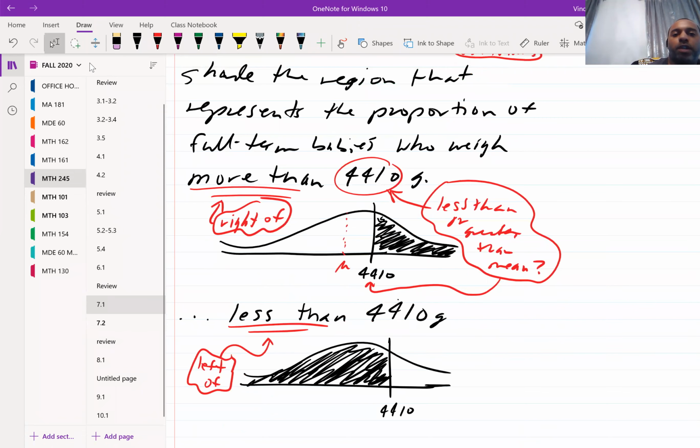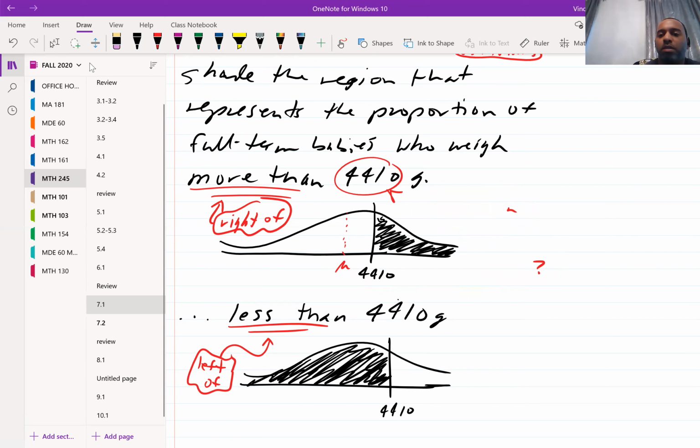So here it says, shade the region that represents the proportion of full-term babies who weighed more than 4,410 grams. All right. So the key phrase here is more than. If you're talking about more than a value, you're talking about to the right of. So if you're talking about just shading what represents more than 4410, you're talking about shading to the right of it.